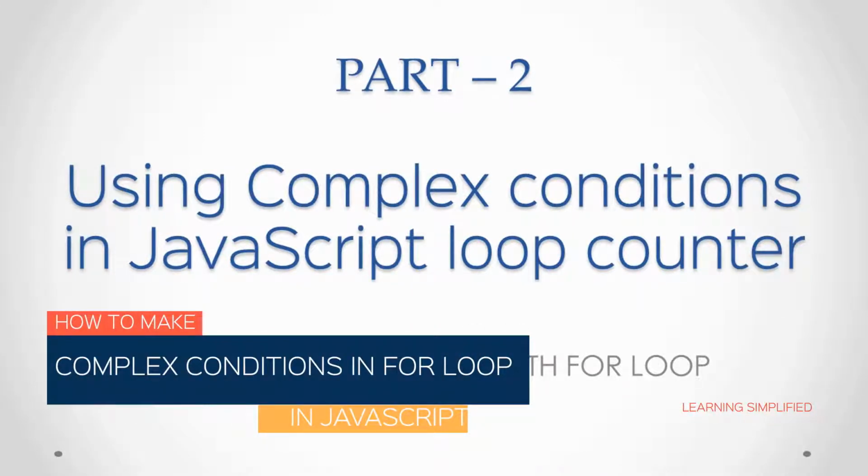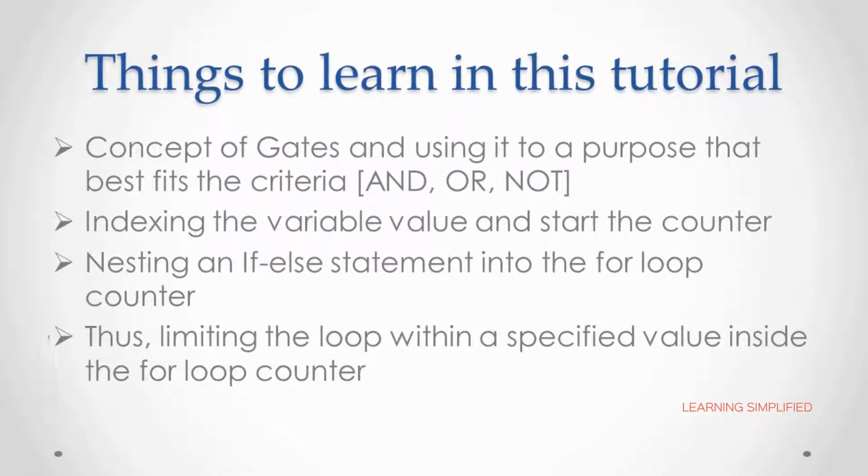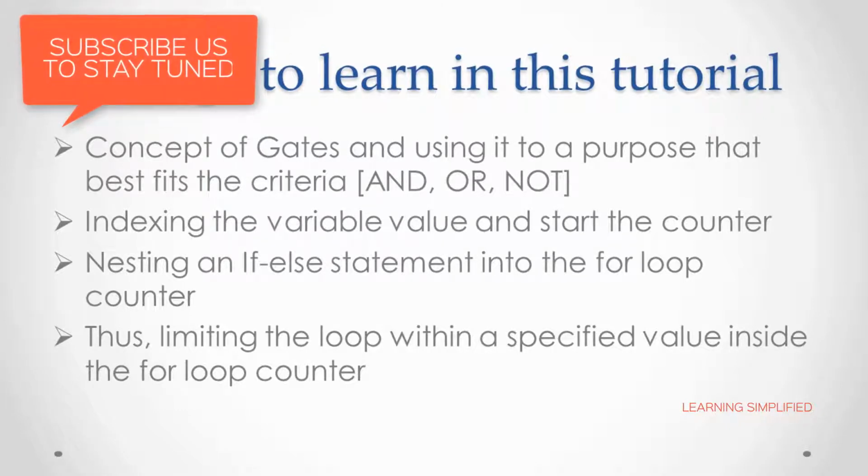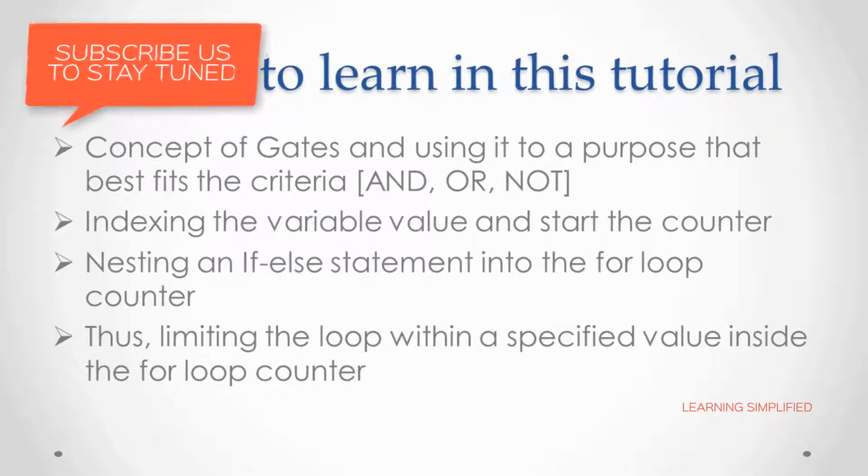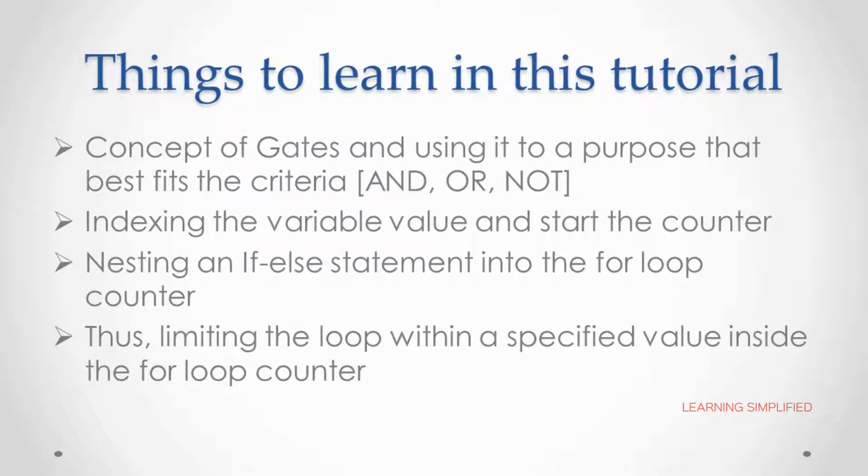Today we are going to use complex conditions in the JavaScript loop counter. The things that we are going to learn in this tutorial are the concept of gates and using them for a purpose that best fits the criteria. That means we will be using the AND gate, but we will also get acquainted with the OR and NOT gates. The second thing that we are going to learn here is indexing the variable value and starting the counter, nesting an if-else statement into the for loop counter, and thus limiting the loop within a specified value inside the for loop counter.